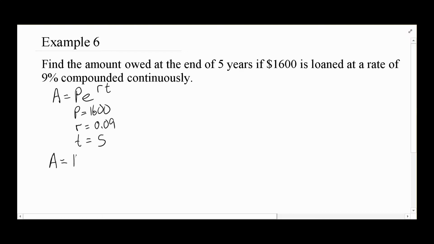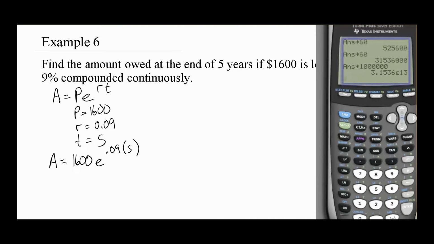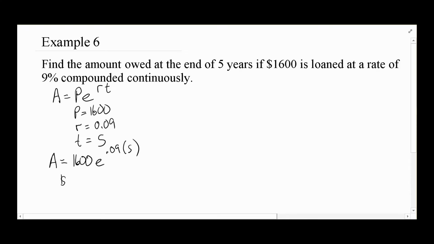So if I plug those values in, this is another super easy word problem because it's just straight up a calculation. There's nothing to solve, no algebra to do, just plug and chug. So 1,600 e raised to the 0.09 times 5. $2,509 and 30 cents.